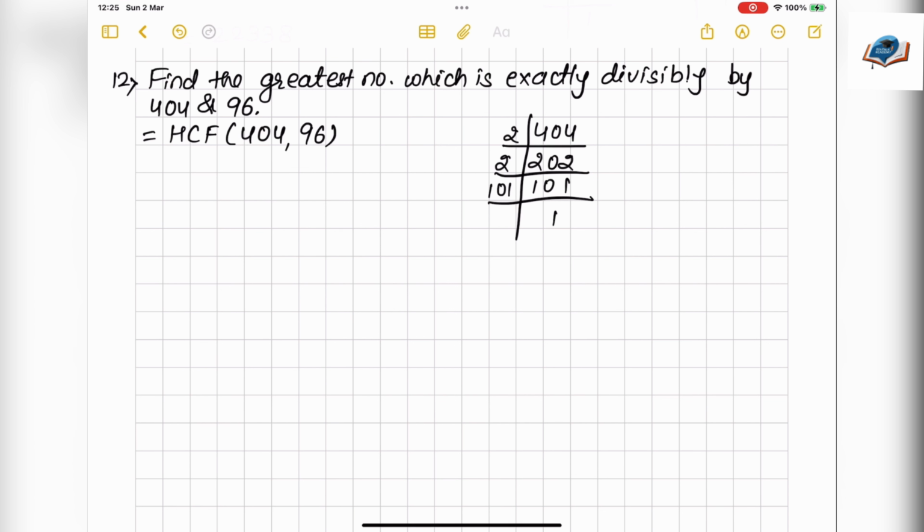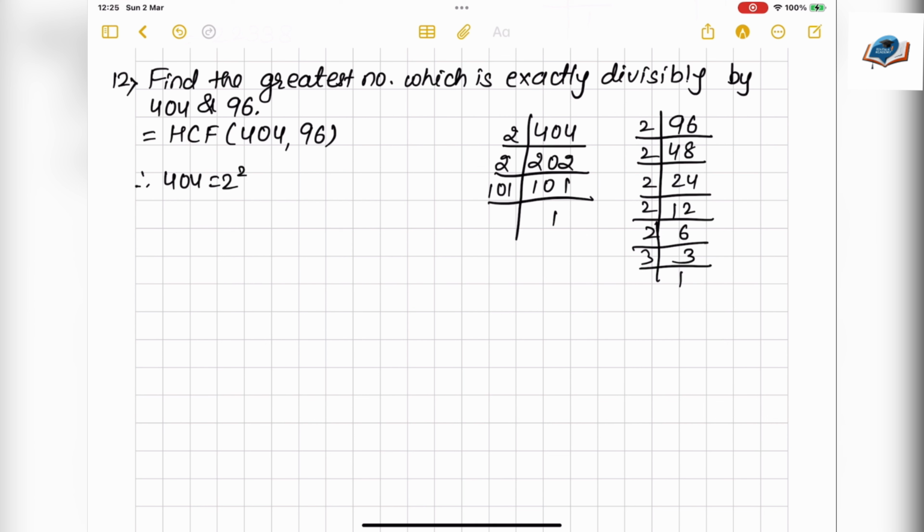Now 96 it will be 2, 48, 2, 24, 2, 12, 2, 6, 2, 3, 3, 1. So, therefore, I can say 404 equal to 2 square into 101 and 96 equal to 2 raised to 5 into 3. So, HCF equal to 2 square, that is 4. So, 4 will be such a number which will exactly divide them.